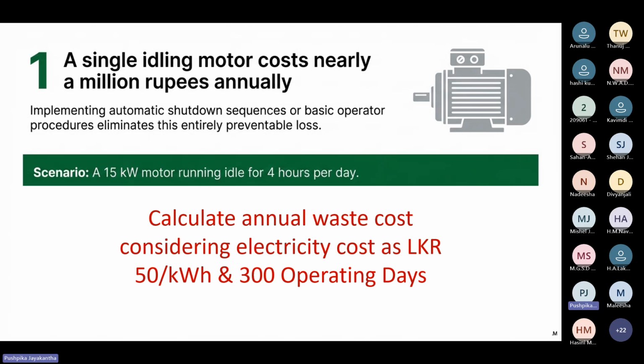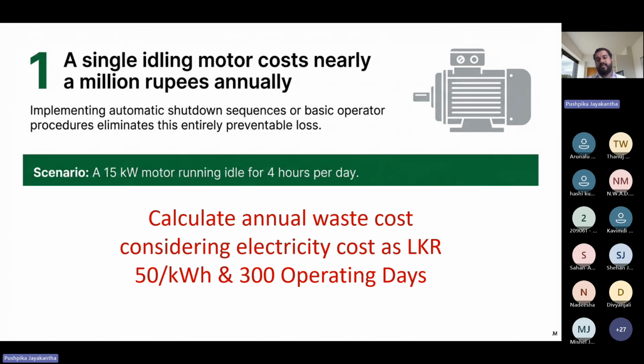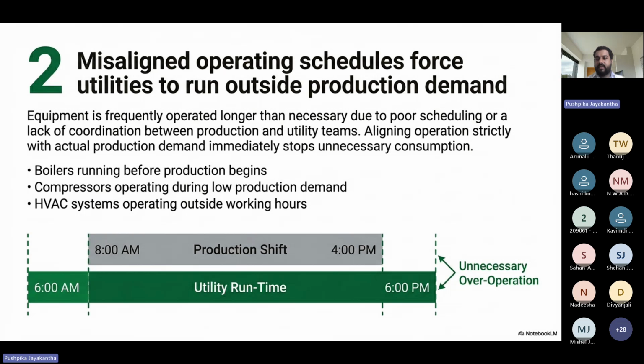To address this kind of issue, the organization can implement several measures such as automatic shutdown controls, programmable timers, operator shutdown procedures, and idle load monitoring systems. This solution ensures that the equipment operates only when required for production.